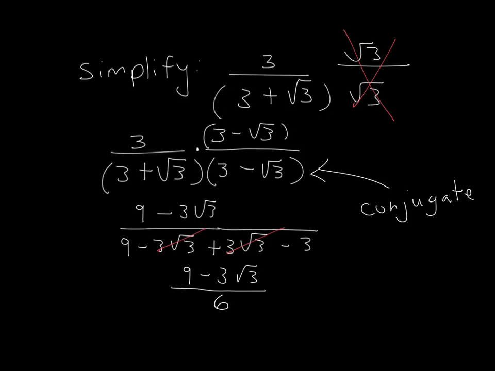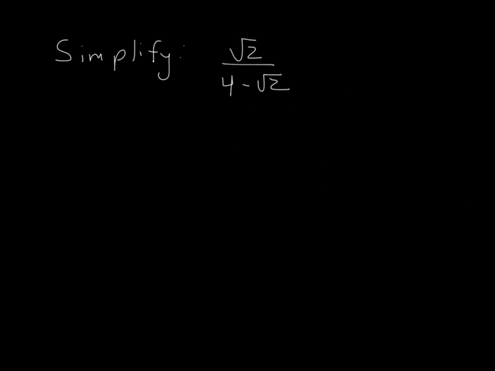Conjugate is the exact same binomial, but with a different sign than the original. One more. Same concept. We have a binomial in the denominator. We happen to have a radical in the numerator too, but that's fine. It is what it is.